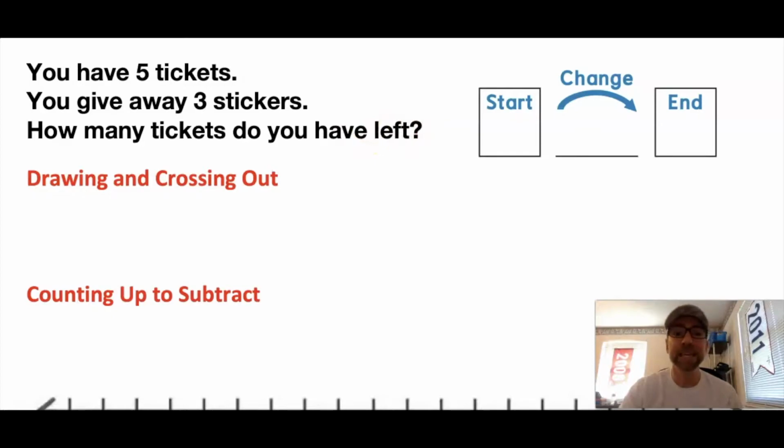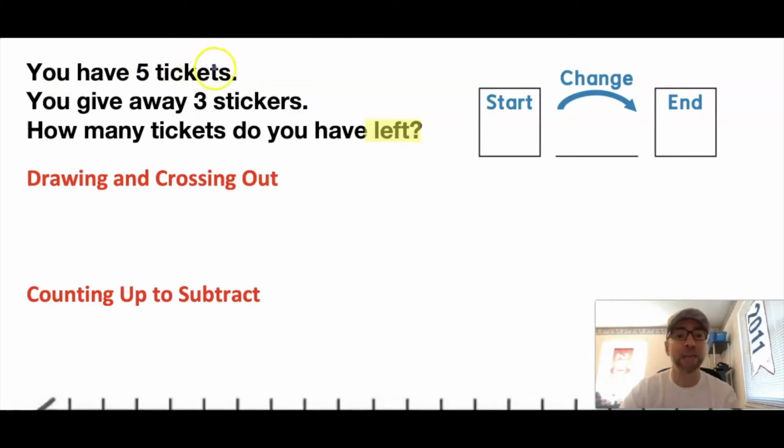Now, the key word here is left. That tells us that we're taking away something. We're losing something. We're giving something away. Now, we've been working with a start, change, end diagram, and we're getting really good at filling them out. So let's take a look.